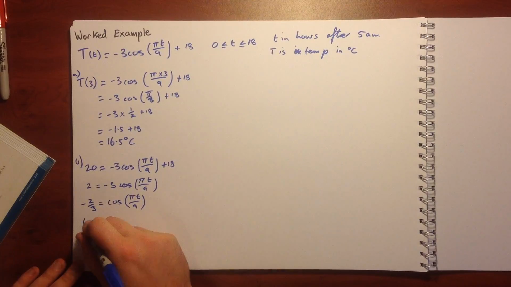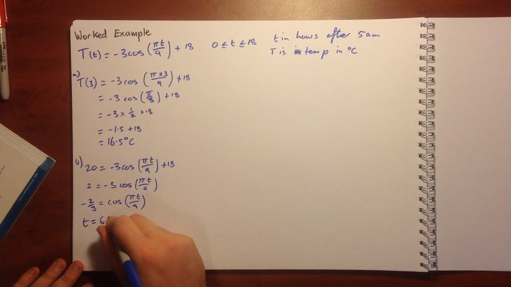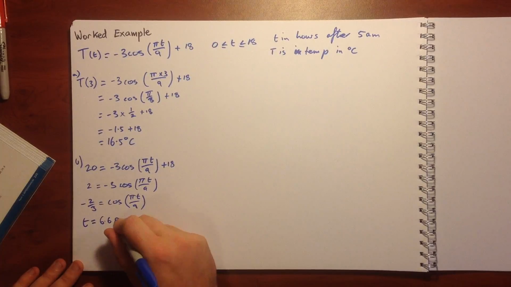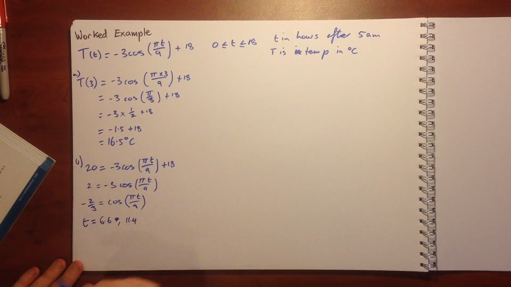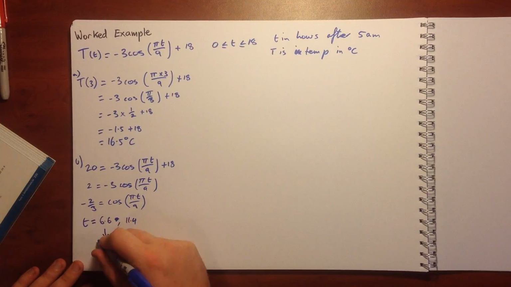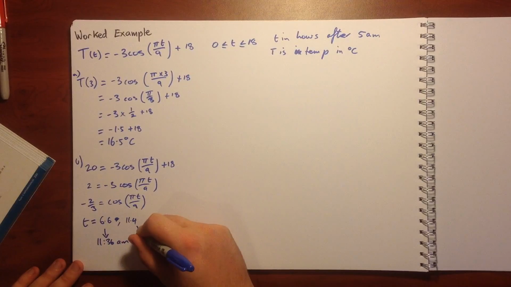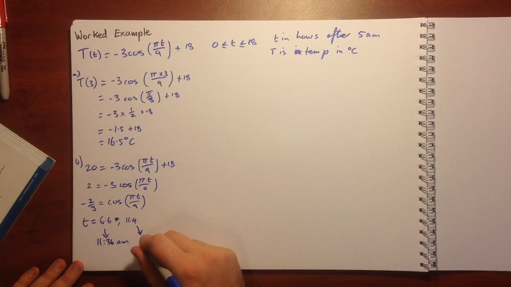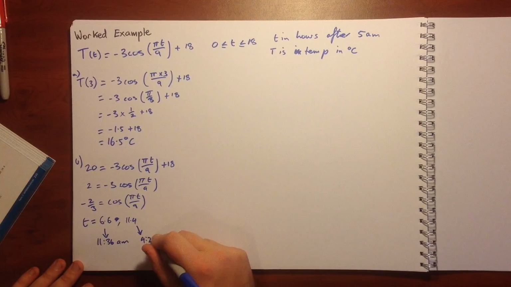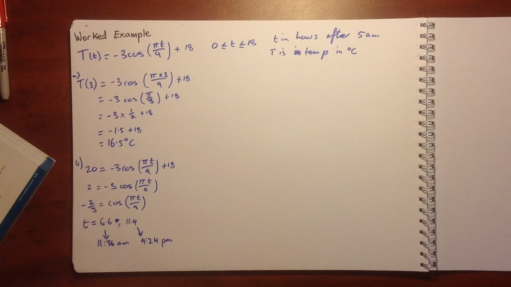So we end up getting T equals 6.6 and 11.4 when we do that. T being 6.6 equates to 11:36 AM, and our 11.4 corresponds to 4:24 PM. So you just have to do a little bit of work there. So the temperature is 20 degrees at these two times.